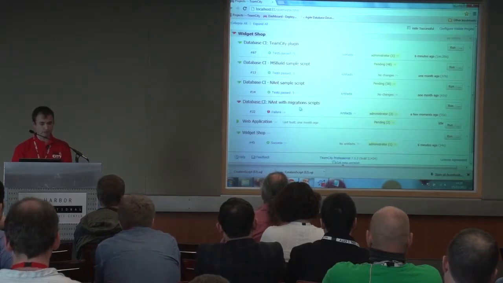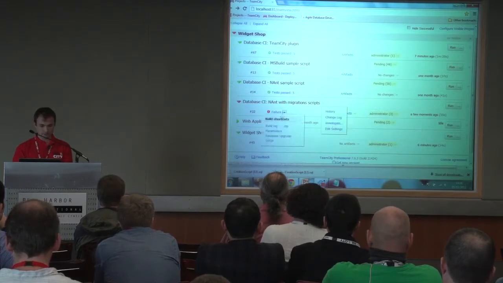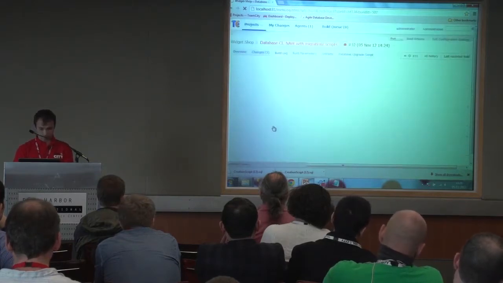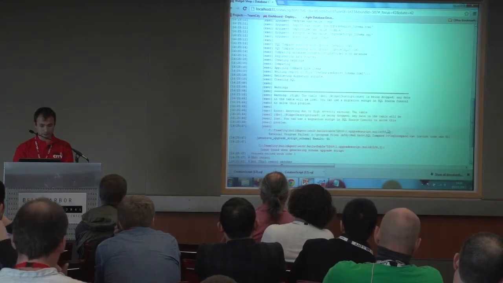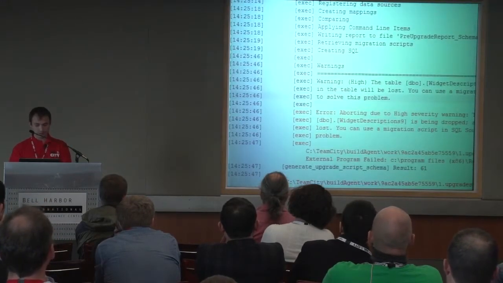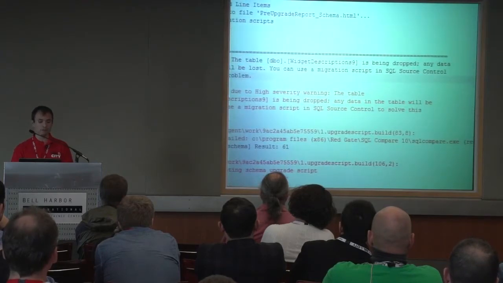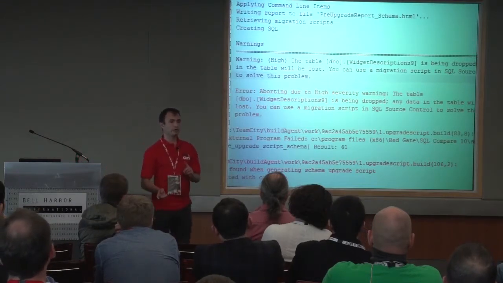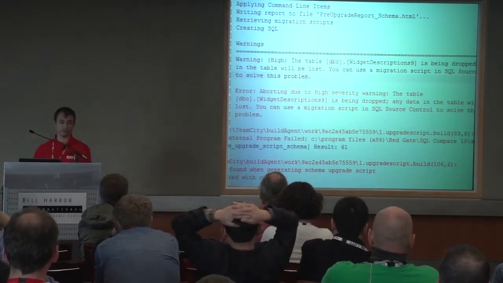So I've tried to run this build, and as you can see, it's failed. Let's investigate why it's failed. So you can check out the log. So this is the output of the command line. It's not particularly nice to read at the moment. But if we scroll down, what we can see here is it says, warning, the table widget descriptions is being dropped. Any data in the table will be lost. You can use a migration script. So this demonstrates how to use continuous integration as a way of catching unexpected data loss, because this is data loss that I didn't want to happen. So I haven't yet created a migration script, so let's just do that now.